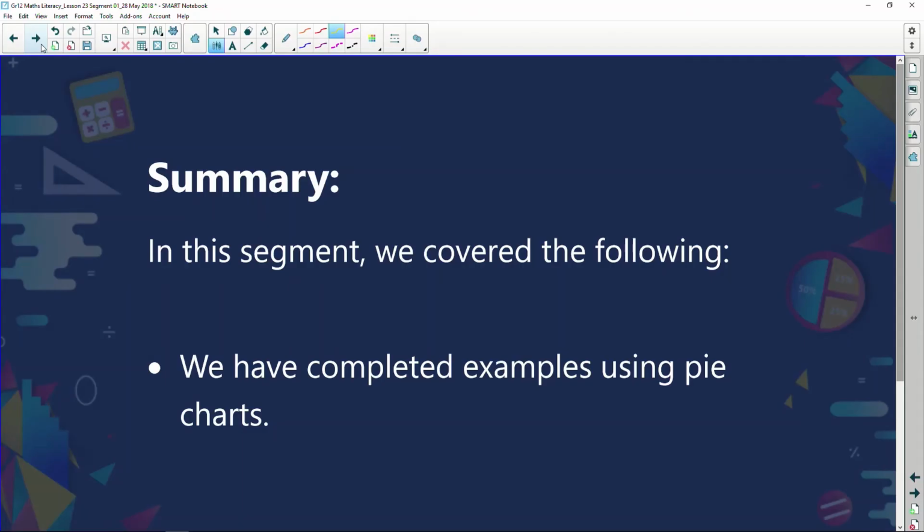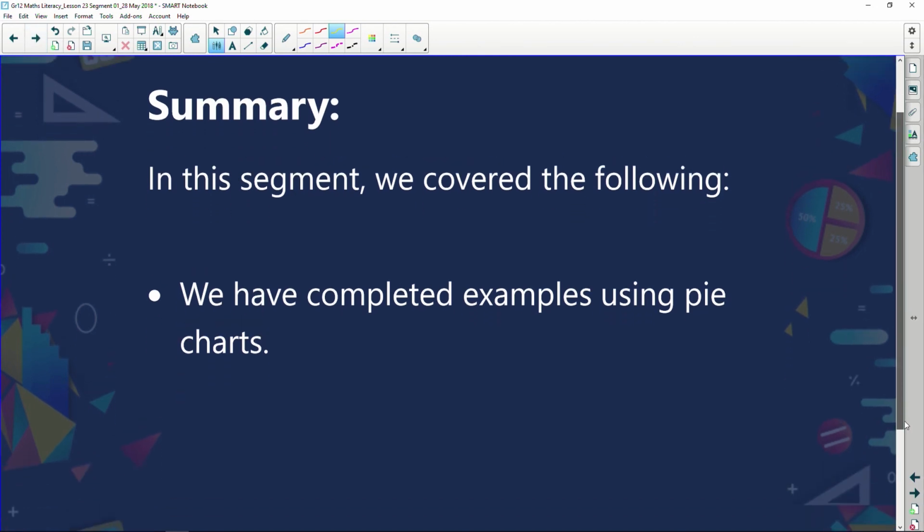Okay, so in summary, in this segment, we've covered the following. We have completed examples using pie charts. And remember, pie charts, folk, are charts or ways of showing data with a circular kind of graph, as it were, okay? So we're not dealing with bars, but circular. We're going to take a break, and I'll chat to you soon.